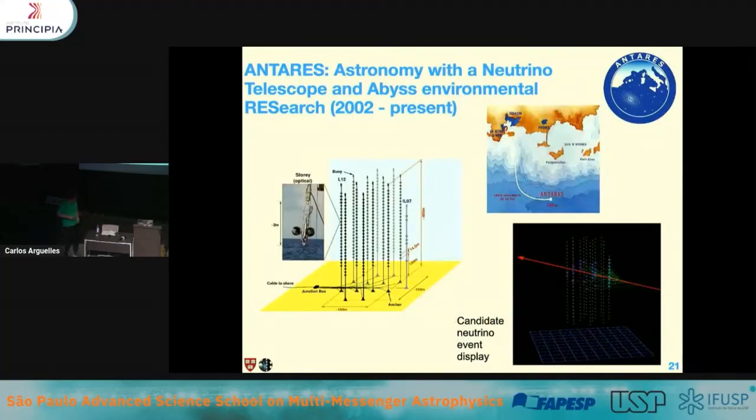Then there is another group of people that went to the Mediterranean Sea and built something known as Antares. That detector looks like this, and also had photomultiplier tubes in tandem. It operated until last year, and managed to see atmospheric neutrinos, but no astrophysical neutrinos. This experiment also had a second generation, which we'll talk about in the next lectures, called KM3NeT. And so these are, again, part of the pioneers.